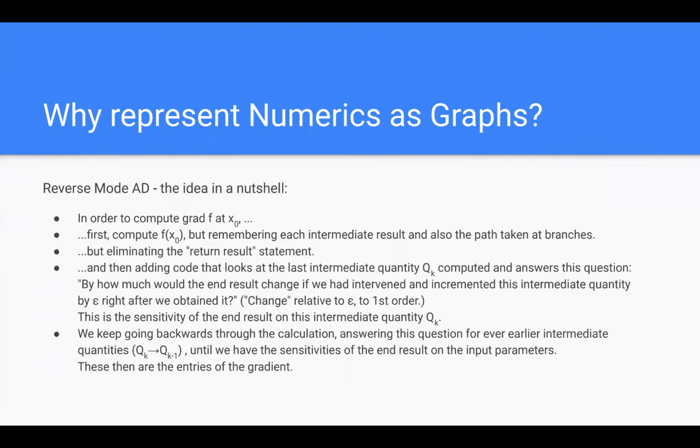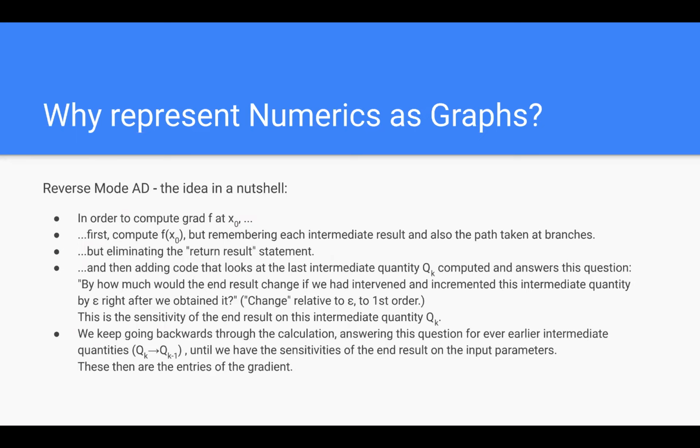Now, the idea behind reverse mode AD, about doing such an algorithm transform to get a fast gradient, in a nutshell is as follows. You have a function f, and in order to compute the gradient of f at some point x naught, so x naught might be a point in a 1,000-dimensional space, well, first we compute f of x naught, and we remember each intermediate result. And also when we are taking branches, we remember which path we've taken at the corresponding branches. However, as we reach the end of the computation, we eliminate the return result statement.